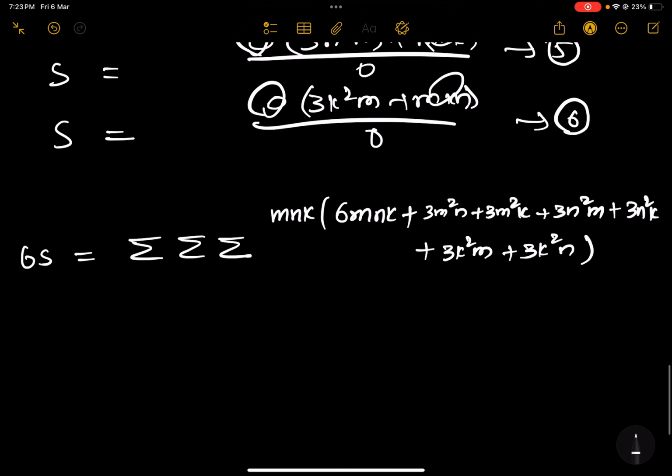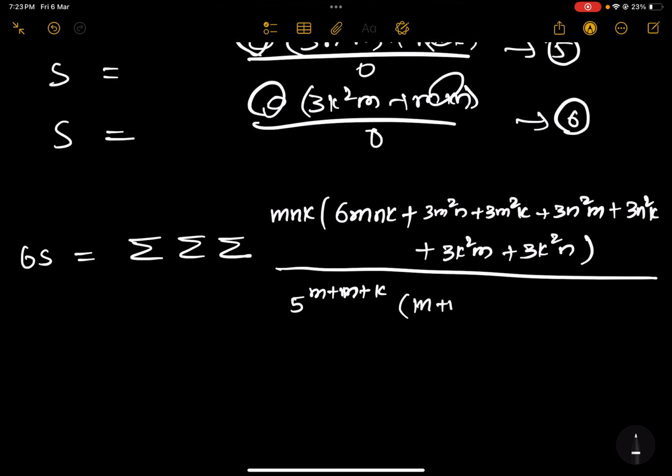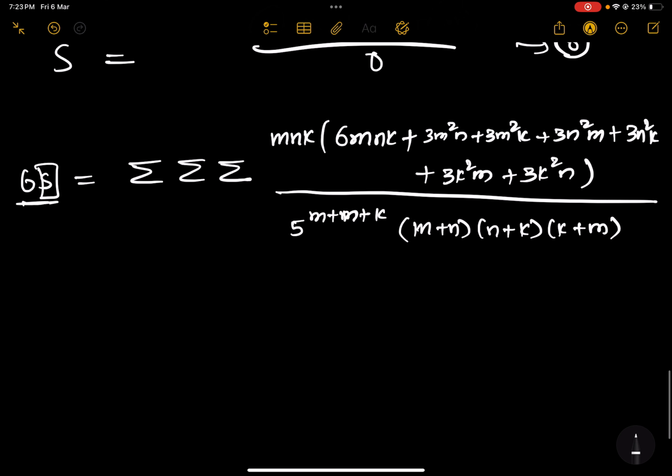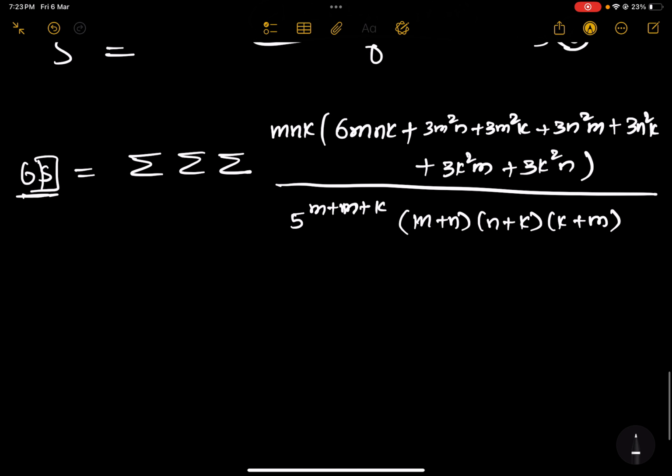So you will have these terms in the numerator, and in the denominator you will have 5 power m plus n plus k multiplied by (m plus n), (n plus k), and (k plus m). So this is what you have. This is the value of 6s, and we have to find out the value of s. All right. So now let us take the numerator.